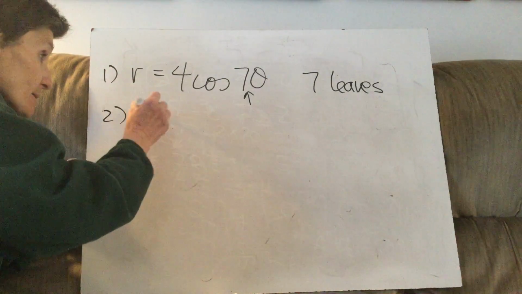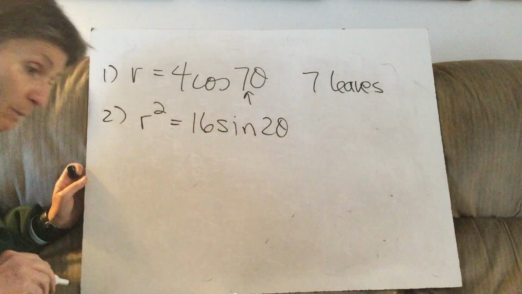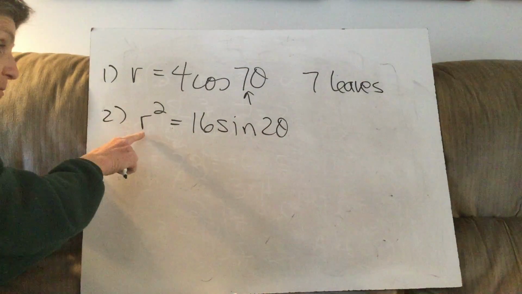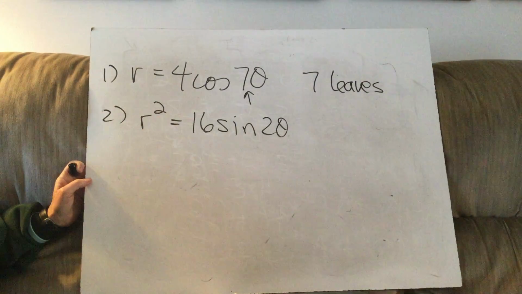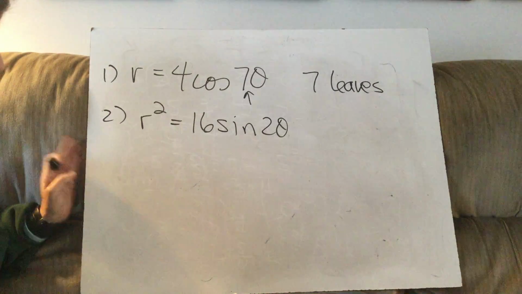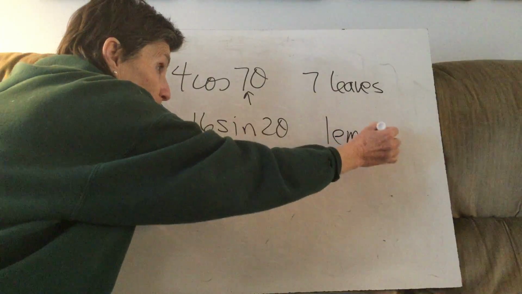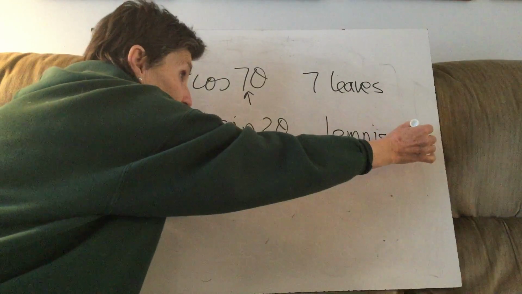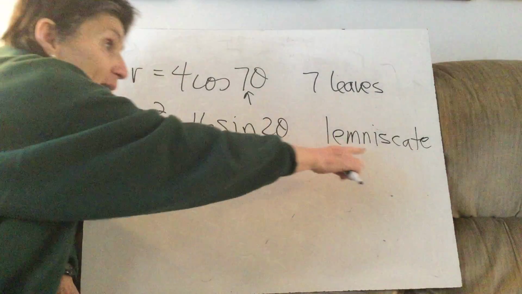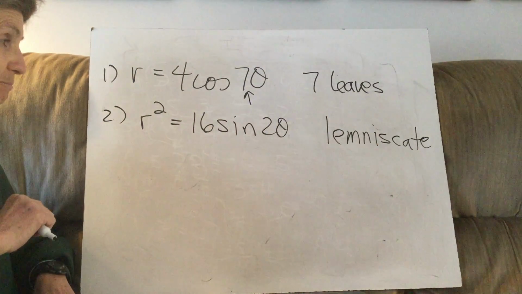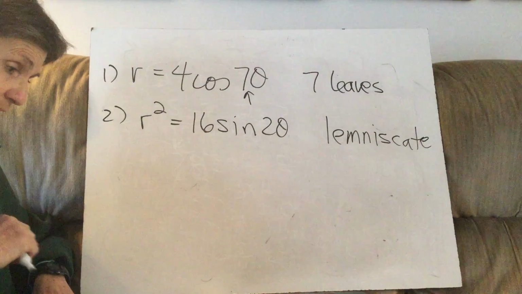2 says we have this curve, and we want to know what the name of it is. Now, this is the giveaway right here, r squared. Only one of your classical curves has an r squared. When you have an r squared, you have a lemniscate. And the shape of that, remember, is a figure 8. Lemniscate, figure 8. But we just want to know what shape it is. If it has an r squared, it is a lemniscate.